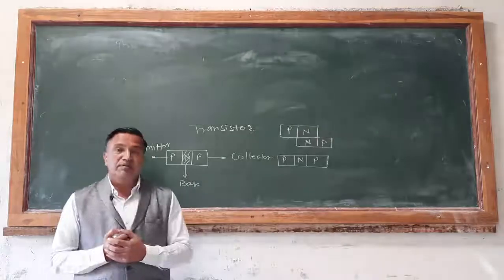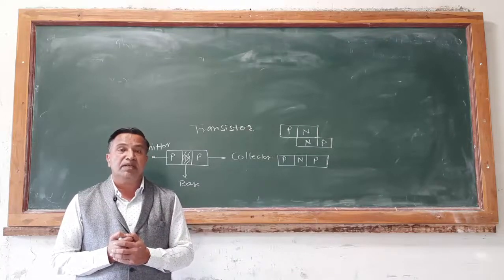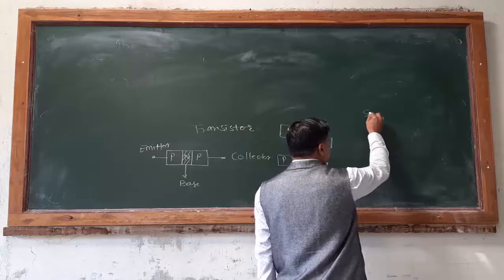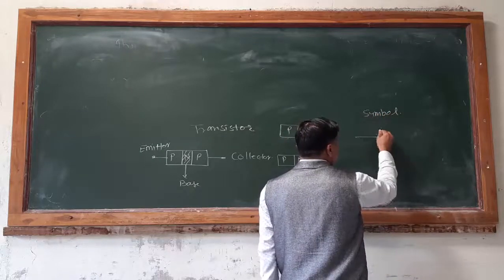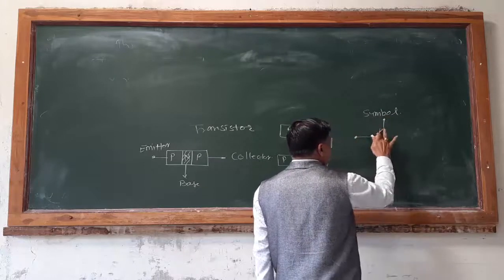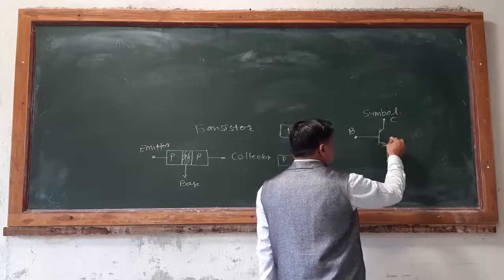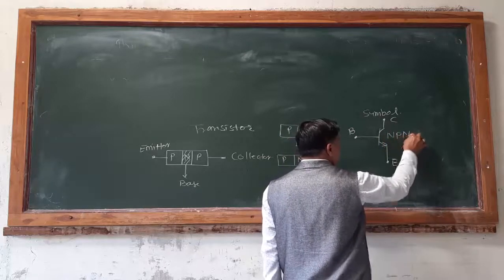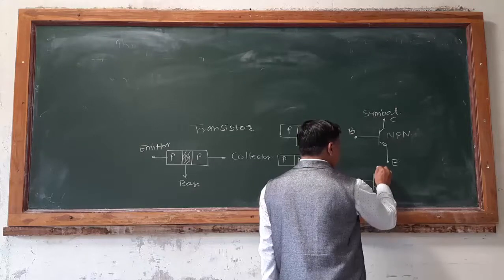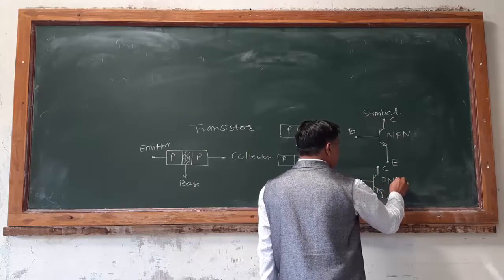So due to these three regions and their functions according to doping concentration, we have the emitter, base and collector. According to this combination, the transistors are symbolized like this. In case of the NPN transistor, this terminal is called the base, here is the collector, and this is called the emitter. This transistor is called an NPN transistor, while in this other symbol, this is the collector, here is the base, and this is the emitter. This transistor is called the PNP transistor.